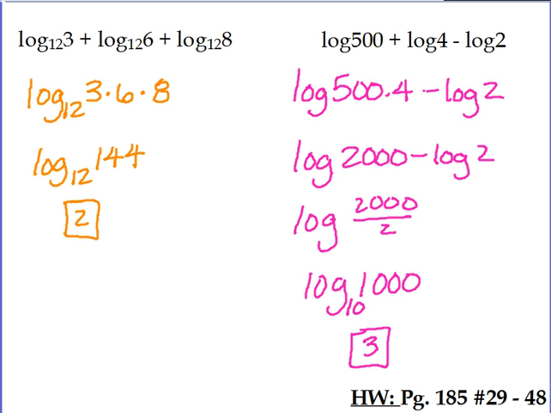And then the second one here, you multiply first. So we multiply 500 times 4 to get 2,000. And then we're going to divide by 2 since we're subtracting. And remember, since the base isn't written here, that means it's base 10. So what exponent does 10 need to get to 1,000? Well, that's 3.